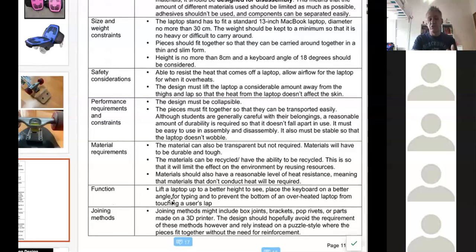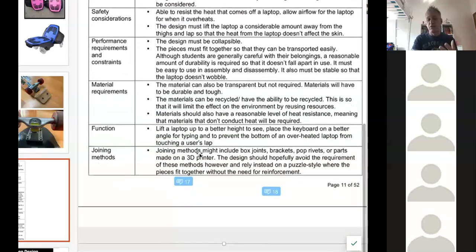The function of your chair. For a certain age group, and so on. It's going to be comfortable. It's going to be packed down and packed up, etc. And the joining methods. That's all part of the thing.